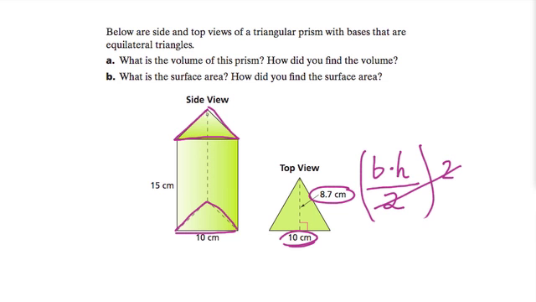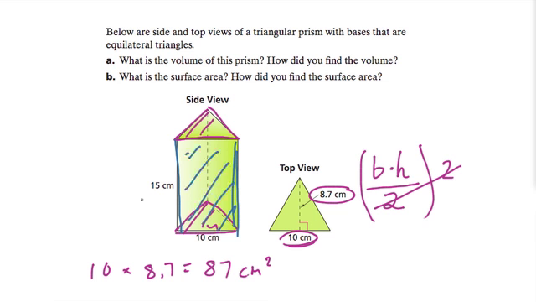So here, to get the area of the top and bottom triangles, I just multiplied 10 by 8.7. And that's just 87 square centimeters. And those are the two triangular faces. Now on the lateral surface, or the area between those two faces, we have 3 rectangles. This one in the front over here is a 10 by 15 rectangle, which has an area of 150, because 10 times 15 is 150.